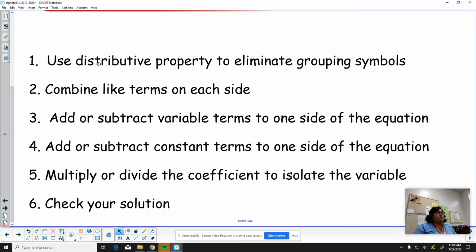So you'll distribute first, and you'll combine like terms. And number 3 is our new step where we'll add or subtract a variable term to one side. And I usually take the smaller variable term and go to the bigger one, but there are multiple ways to do these equations. And then add or subtract your constant to one side, multiply or divide the coefficient, and then check the solution. So these steps are the same except for number 3. If you want to pause it and write these down in your notebook, that's a great idea. If not, that's okay too.